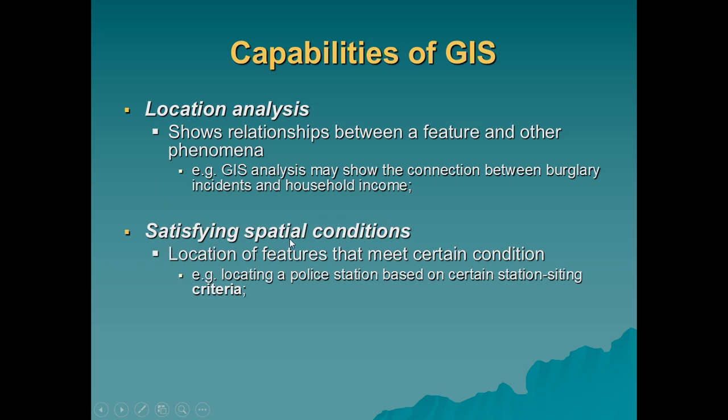GIS can help satisfy spatial conditions, for example, locating a police station based on certain siting criteria. We were looking at some crime maps before, and based on what we're seeing, we can run a query and say, if more than a certain number of incidents of burglary occur within this specific area, and it is beyond a certain distance from a police station, then we will have to place a police station there. That is the kind of scenario we're talking about.